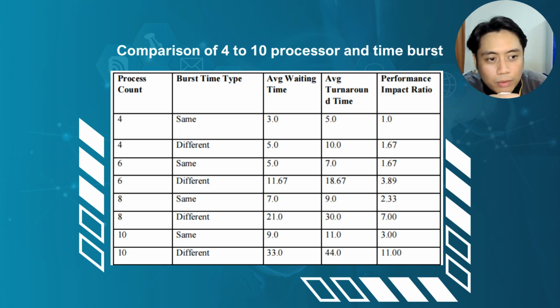However, when the burst time differed, we saw exponential growth. The average waiting time jumped to 33 units at 10 processors, clearly showing the convoy effect, where long jobs block shorter ones. This highlights the scalability issue of FCFS with varied workloads.